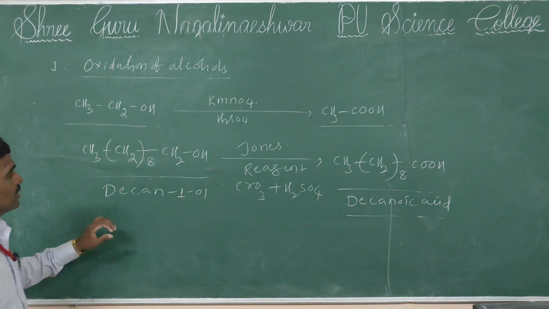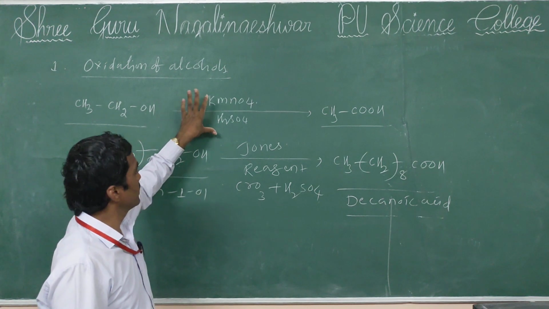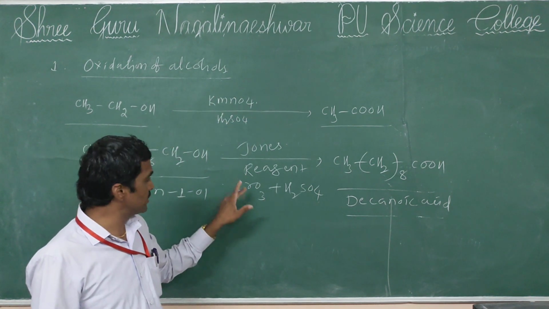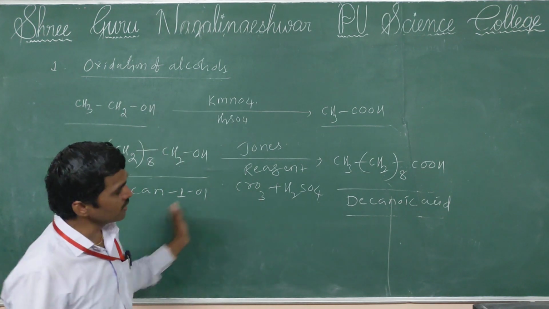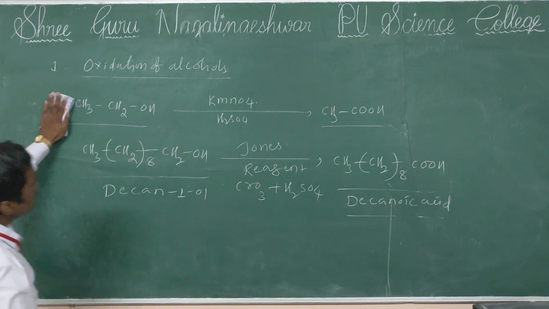This is the function of the three reagents. You remember what those three are: KMnO4 in acidic medium, alkali or basic medium, or neutral medium; CrO3 in acidic medium; and K2Cr2O7 also in acidic medium. All primary alcohols are converted to carboxylic acid.